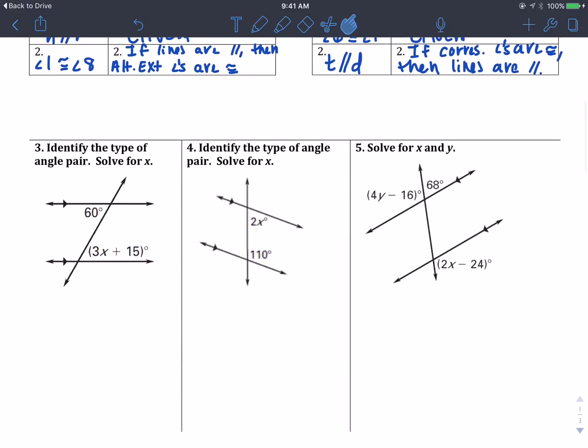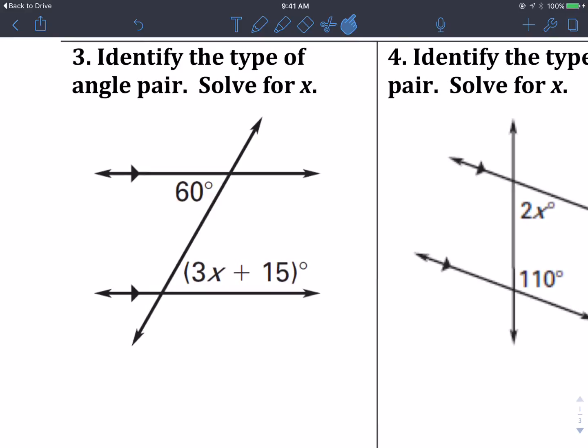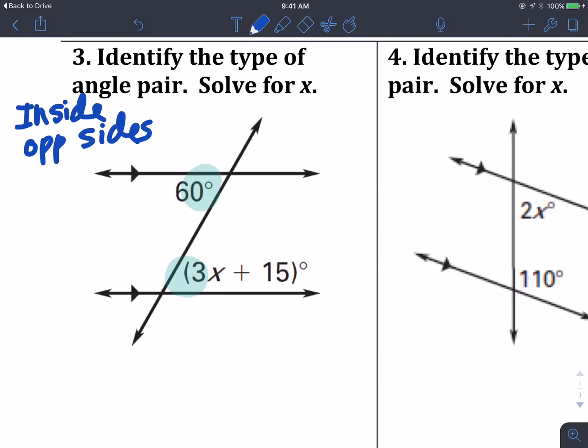Next we have the identifying the type and solving for x. So for question 3, identify the type of angle pair. This is just like what we did up above. We've got this angle here and this angle here. They are both inside the lines and they're on opposite sides of the transversal. So this is going to be alternate interior. You can just write alt-int. You can write it out, alternate interior.